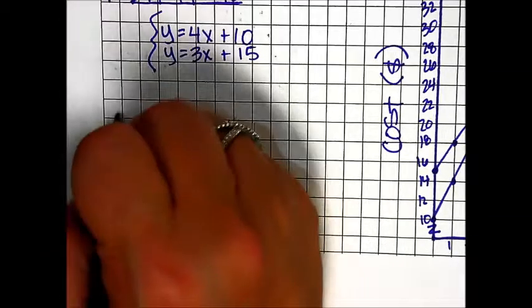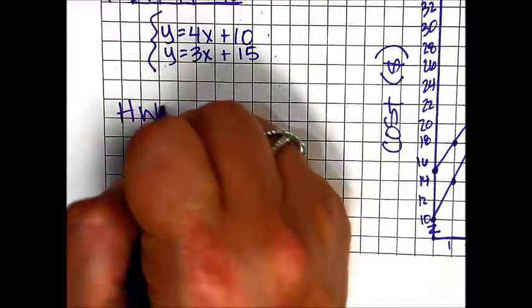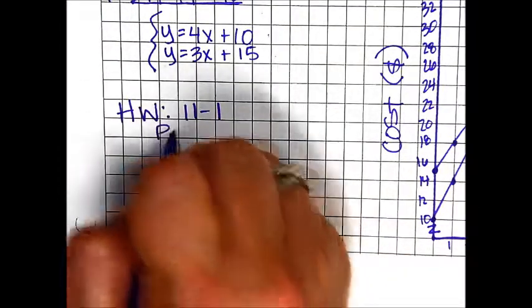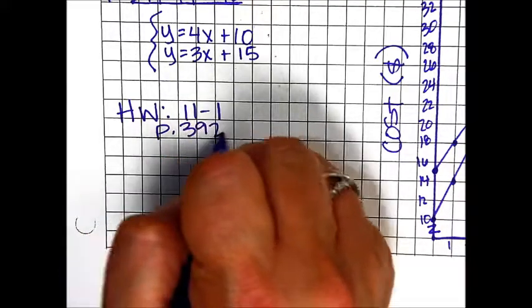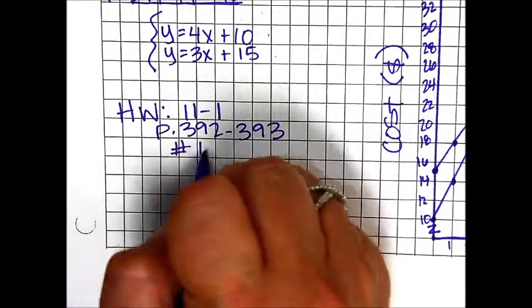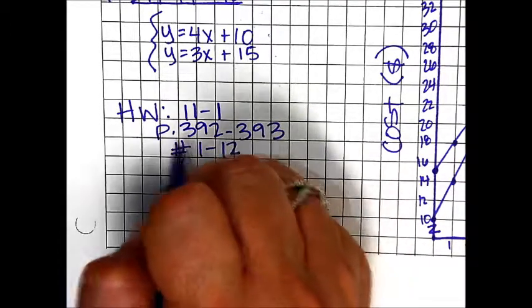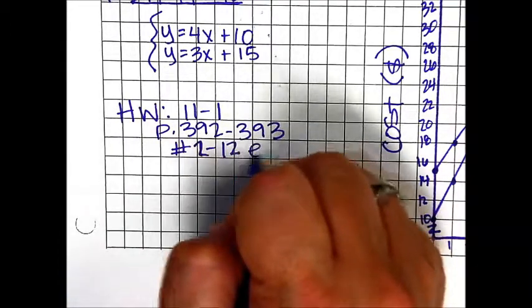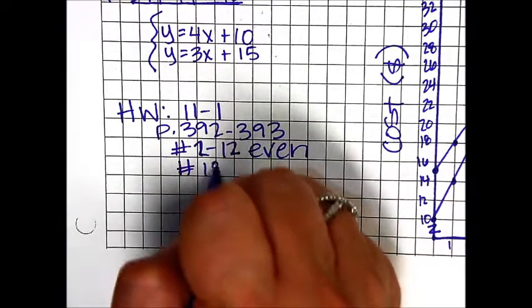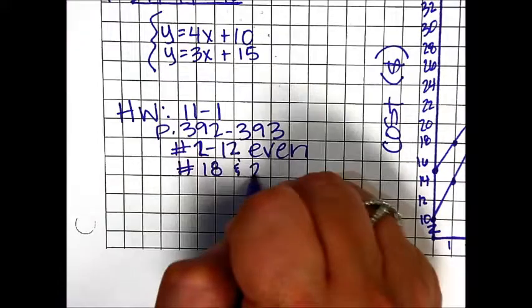The homework that goes with this lesson, 11.1, is on pages 392 to 393. It's numbers 2 through 12, even. And then number 18 and 22.